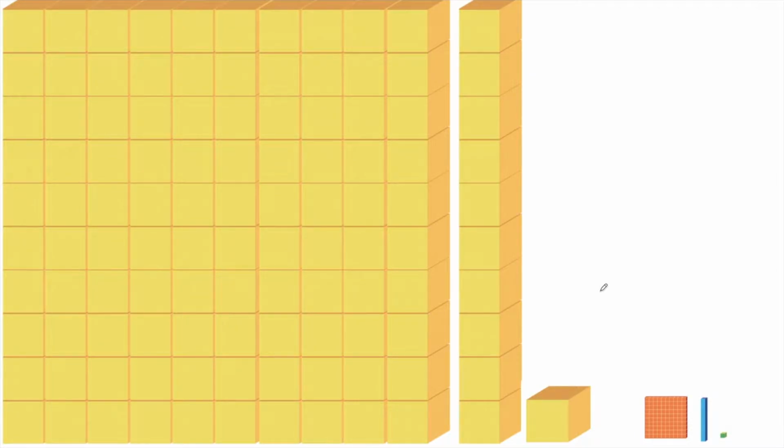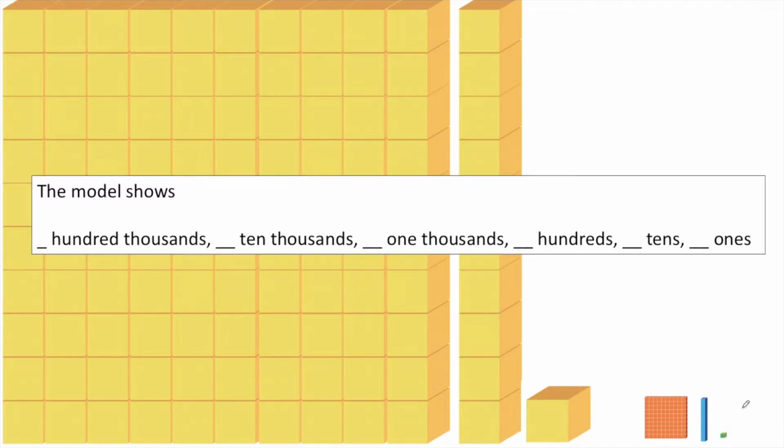We've been working a lot with this model that shows the ones, tens, hundreds, 1,000s, 10,000s, 100,000s, and you can easily describe it if you had to put it into words. Go ahead and fill in these blanks. The model shows blank 100,000s, blank 10,000s, blank 1,000s, blank hundreds, blank tens, blank ones. Go ahead and fill in the blanks. This is almost silly, it's so easy, right? There's 1 hundred thousand, 1 ten thousand, 1 thousand, 1 hundred, 1 ten, and 1 one.